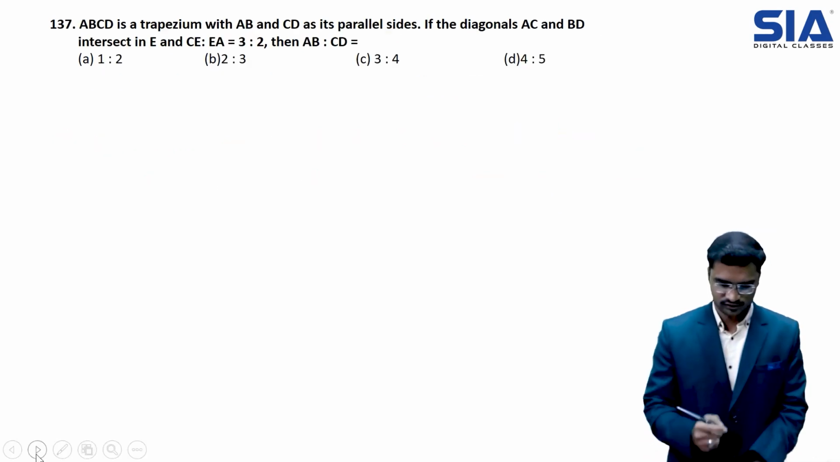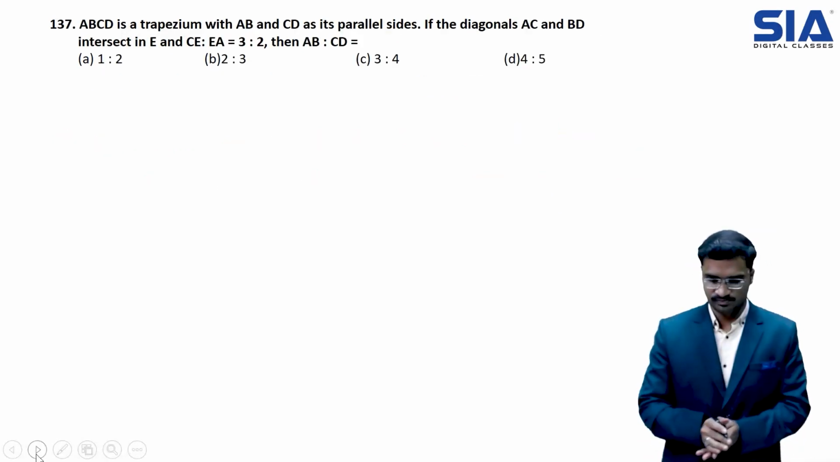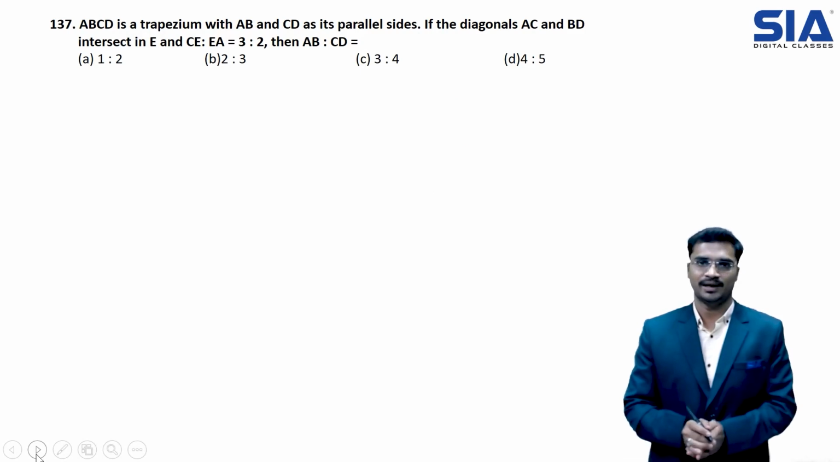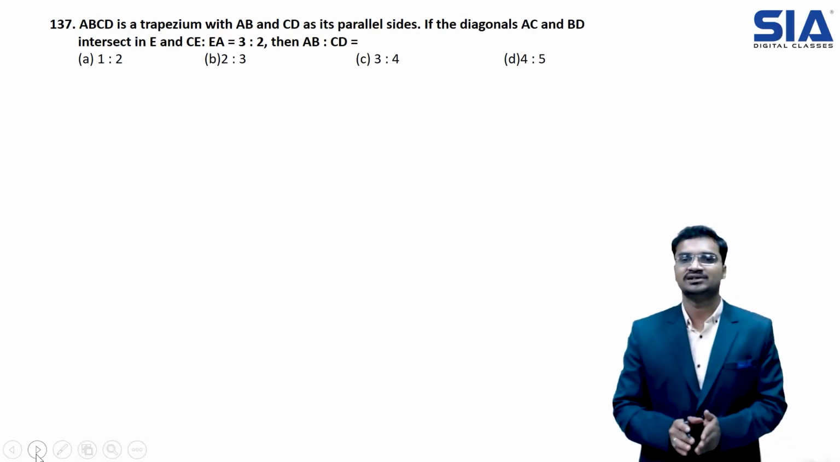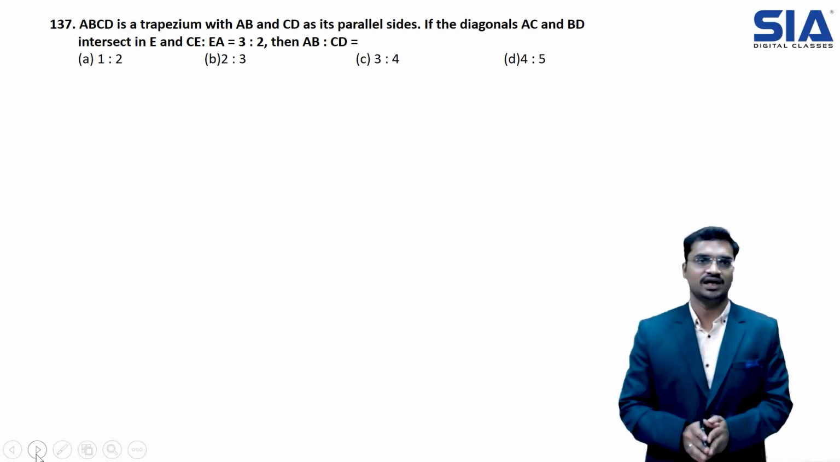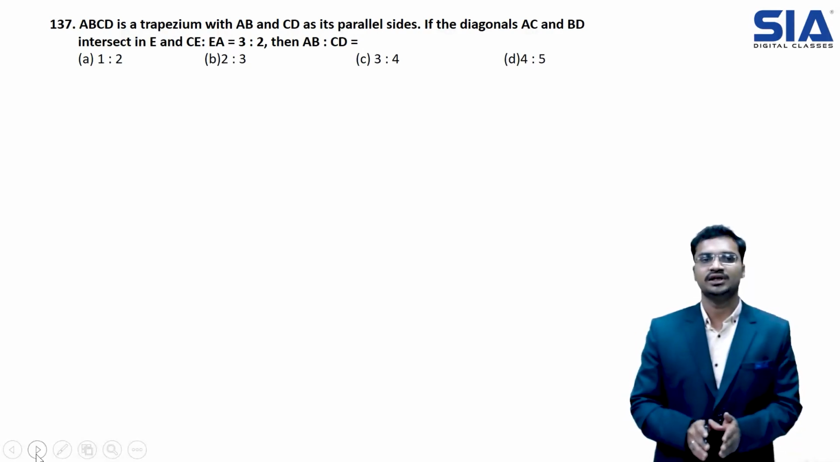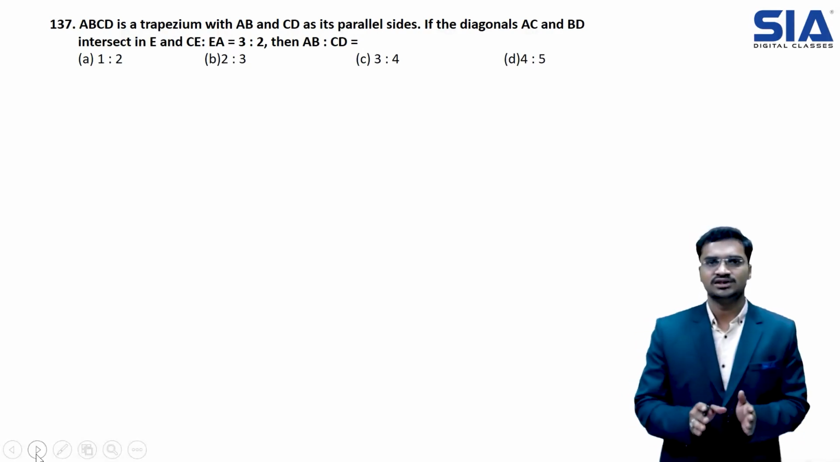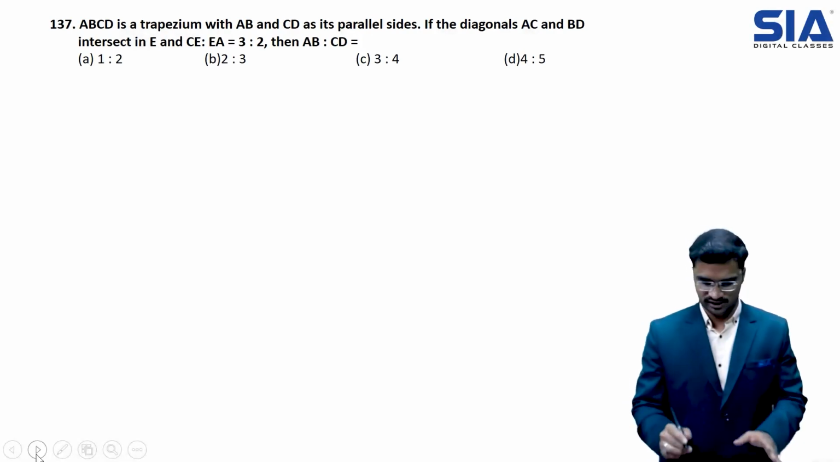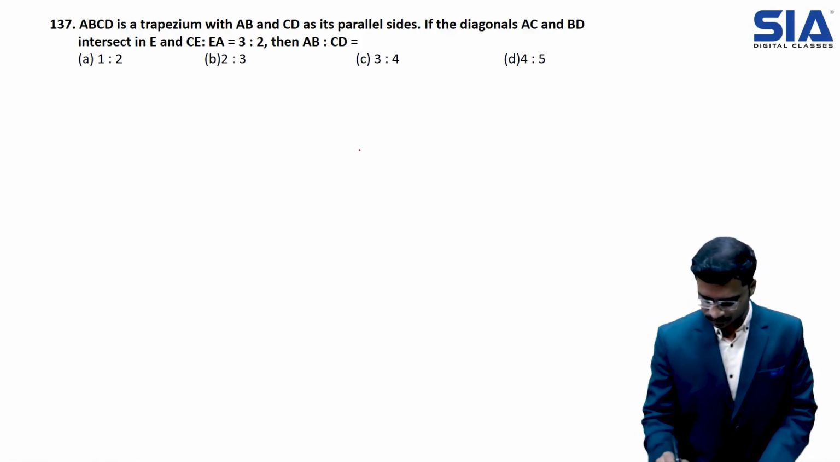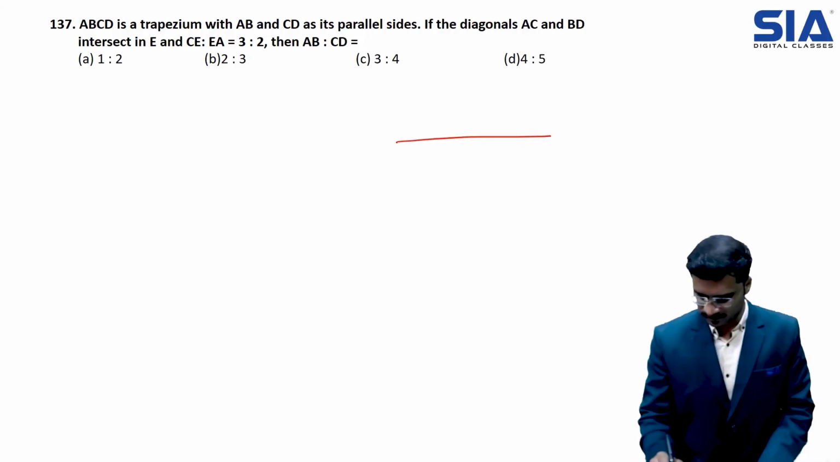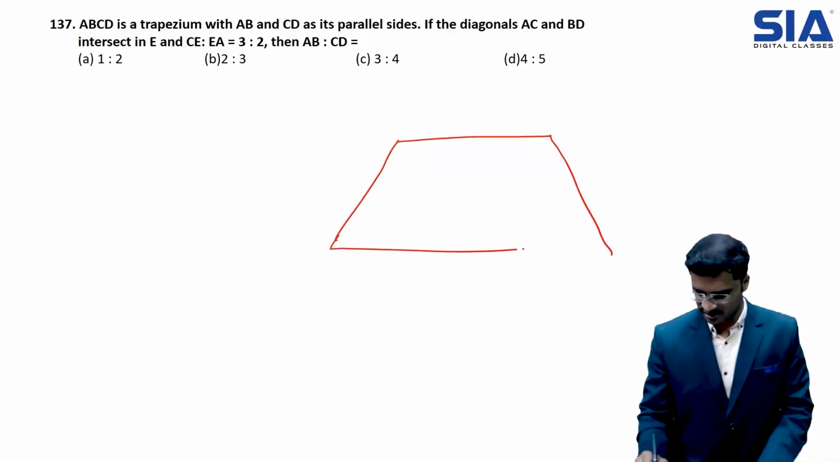Now coming to the next question, which is: ABCD is a trapezium with AB and CD as its parallel sides, and the diagonals AC and BD intersect at E in the ratio CE to EA, which is given as 3:2. So let us see. So this is a trapezium, and he is telling that CE ratio AE.